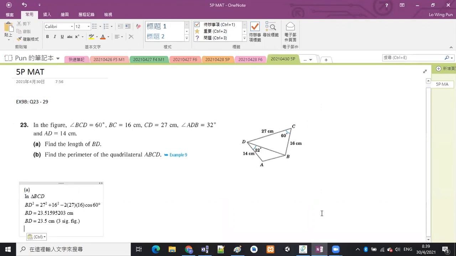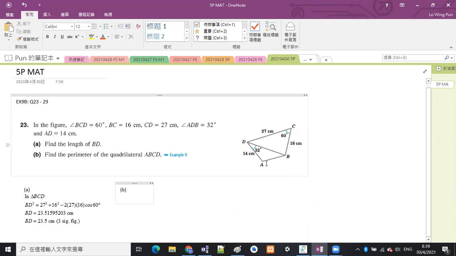Is that okay? And then part B, find the perimeter of the quadrilateral ABCD. So ABCD, we have BC, we have the length of CD and we have the length of AD. So we just do not have the length of AB, okay, in order to find the perimeter. We need to find the length of AB first.